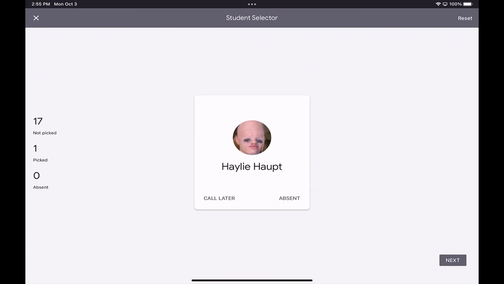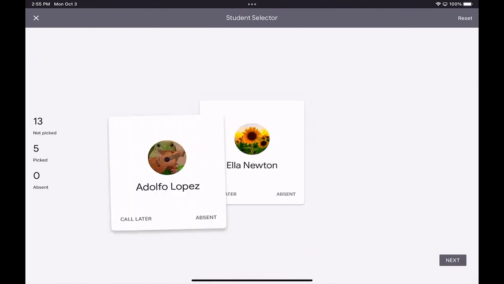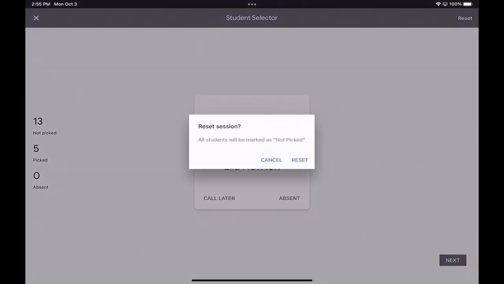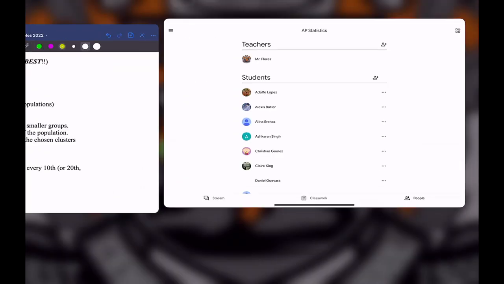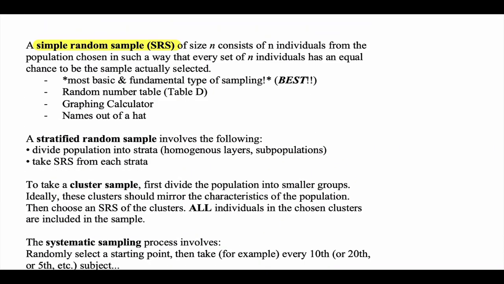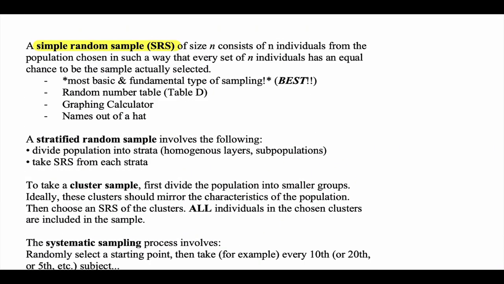So if I hit start, one person, another person, another person, another person, right? I can reset it. That's an algorithm that selects people, okay? I didn't choose who got chosen. That's an example of a simple random sample. It is the best way to get a sample. So if you can get a sample this way, it is the best method. It's the most basic and fundamental type of sampling, the best.